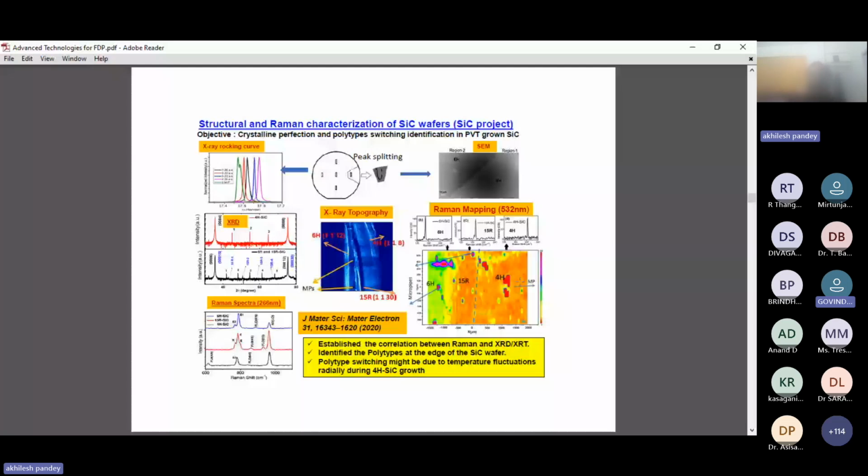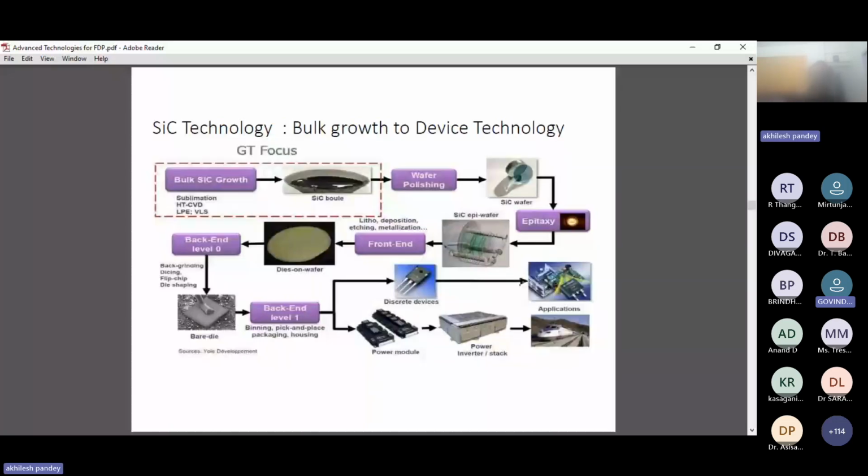Now, in silicon carbide bulk growth technology, as I explained, sublimation growth of the silicon carbide bulk crystal is carried out. Then the silicon carbide boule comes out, and wafer polishing is done. Then epitaxial growth is done. After that comes silicon carbide device processing.